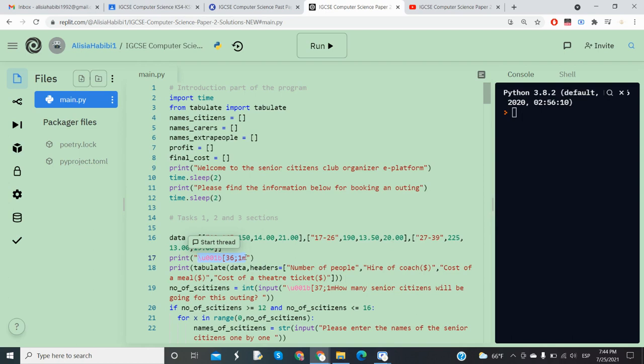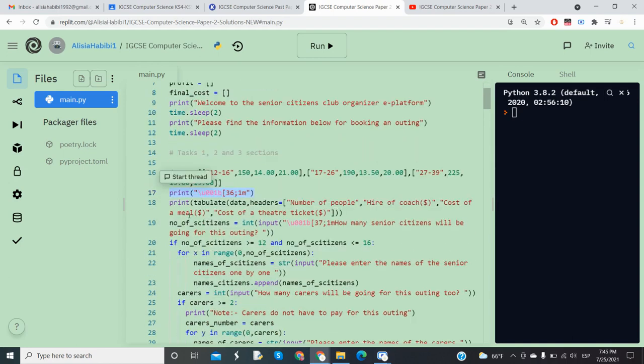So I have included the code for the table to be displayed in a particular color, and this is the code for how we display a table using Tabulate. First, we have to enter the data, in which you can see the 12 to 16 range, the price per meal, the cost of the coach, and then the theater, and this goes for all of the three number ranges. Then I printed the color, and this color is going to apply to the table itself that contains the columns with each field, each column name, as you can see here. So this section is just used to print the table with that information.